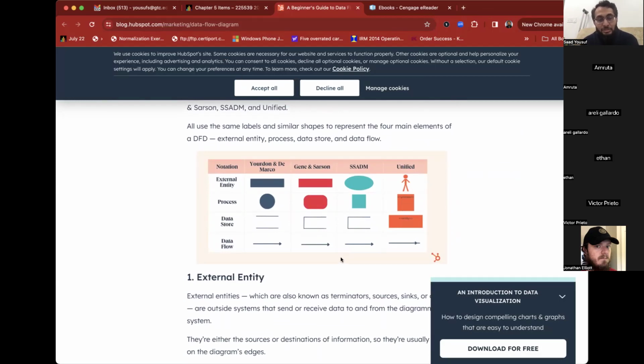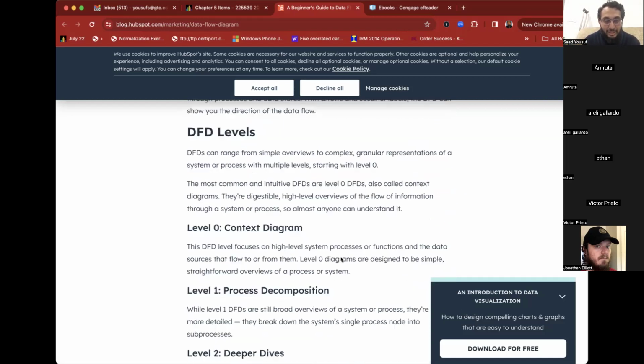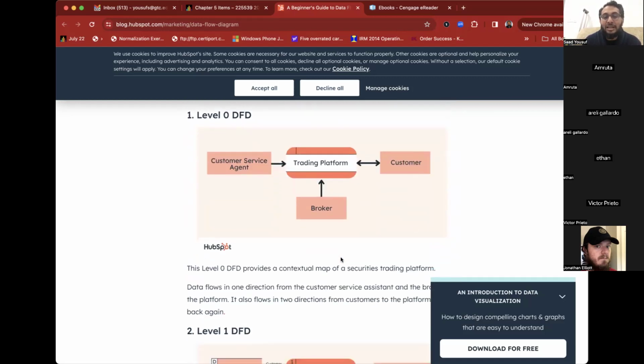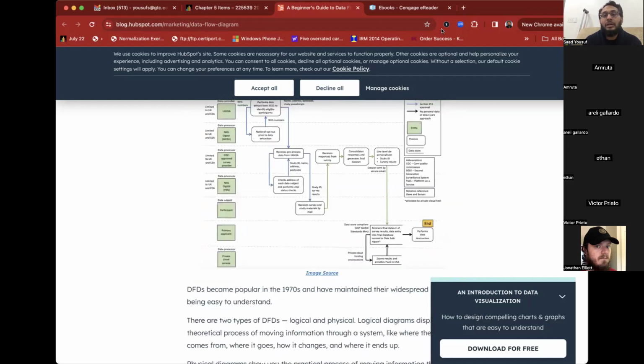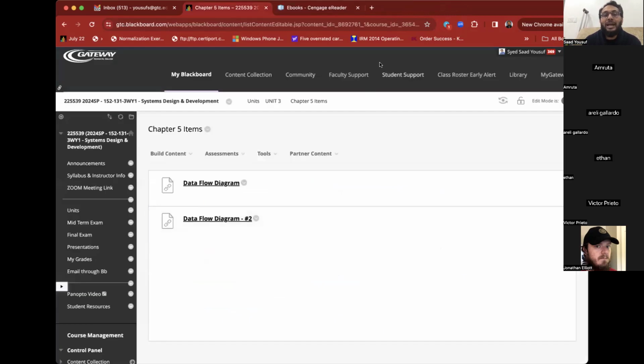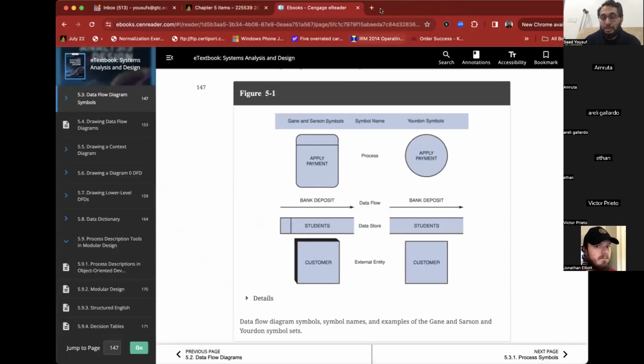Arrows are somewhat similar except for Unified. External entities are used as a stick figure in Unified. Process is more like a rectangle without rounded corners. And data store is a solid box with an annotation at the top. Some basic differences between the different styling, but the idea is exactly the same. What you can draw in one, you can draw in the other one. So I just wanted to show you those extra resources that are available to you.